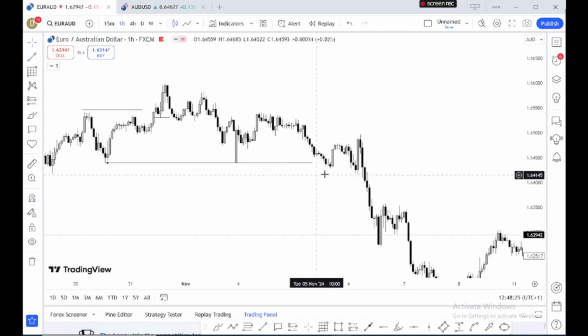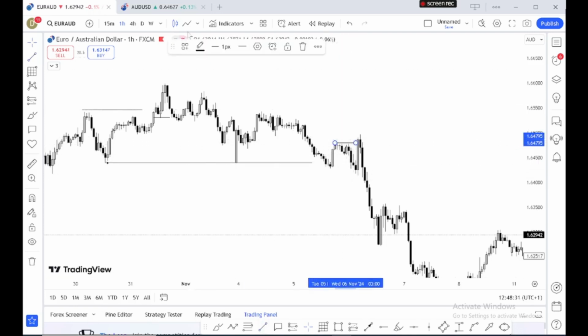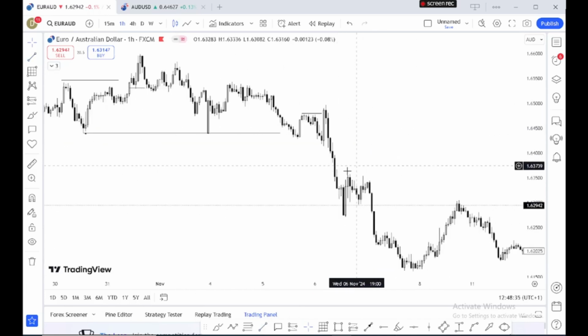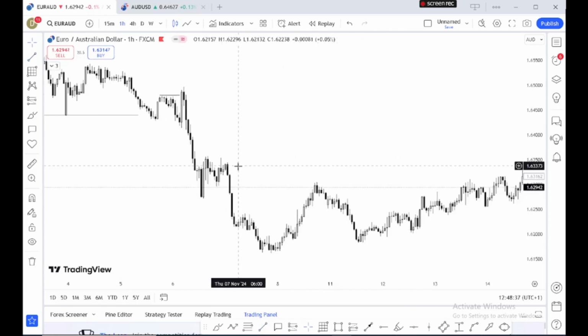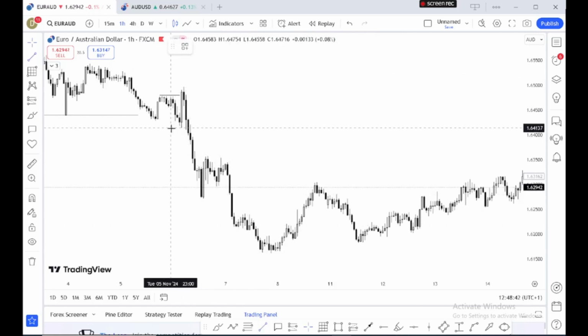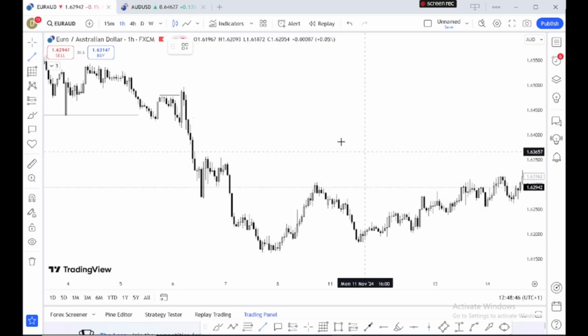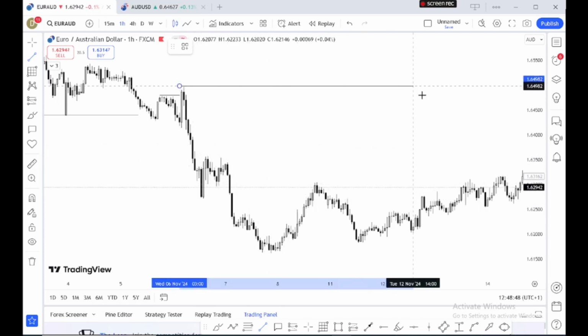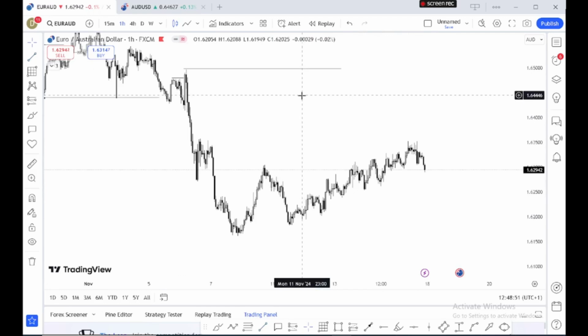And look at it, it created an inducement here, then took out the inducement and dropped. So it means that this market is looking for sell side movement. So after a drop, it was looking for no inducement. So it means that this high has to be mitigated, has to be protected.